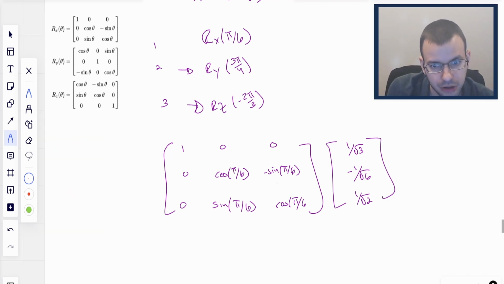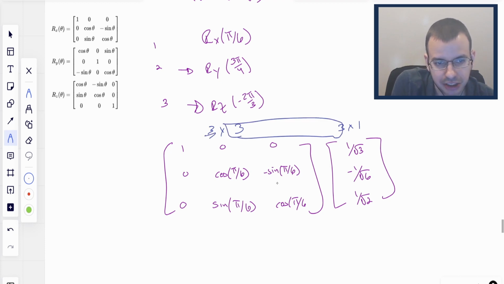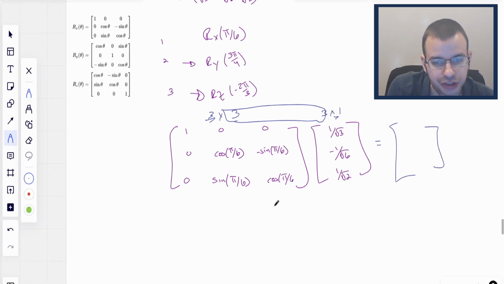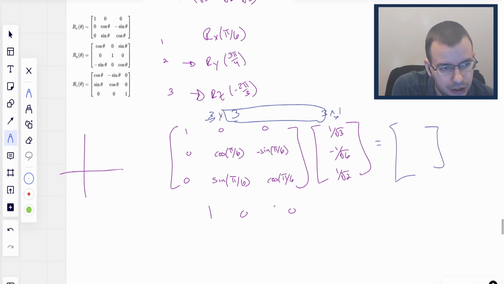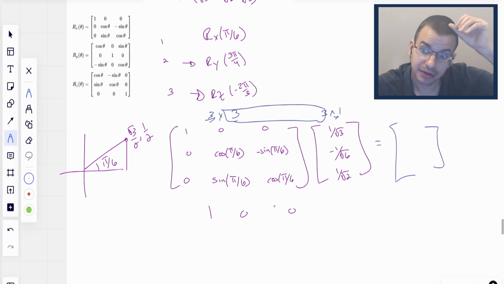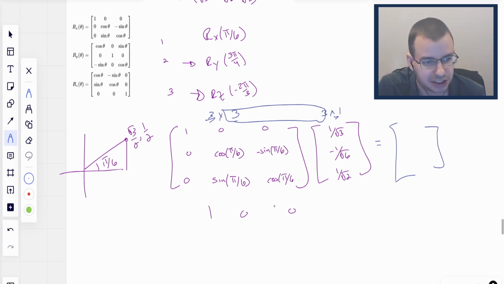All right, so this is a 3 by 3 matrix. This is a 3 by 1 matrix. The numbers in the middle are the same, and it's going to result in a 3 by 1. So the first term, I should rewrite this. So it's going to be 1, 0, 0. This is pi over 6. That's going to give us a value of square root of 3 over 2, 1/2. So the cosine of pi over 6 is square root of 3 over 2. That's the x value. And the y value is going to be 1/2.